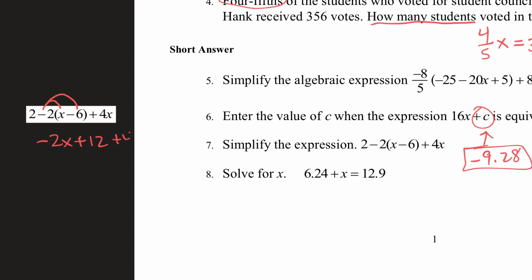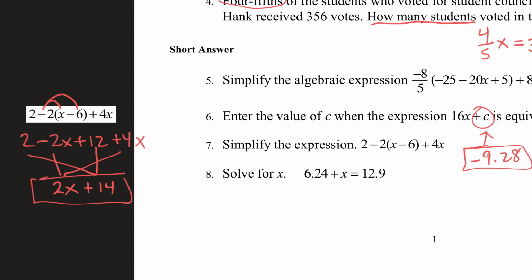And then I'll copy down the rest. I have a plus 4x over here, and I have a 2. And now I will combine my like terms. I have a negative 2 and a positive 4x. Negative 2 plus 4 is 2. It's positive 2x, and then 2 plus 12. Those are my constants. I could put those two together, and that is 14. And so this is our final answer when we're asked to simplify the expression.